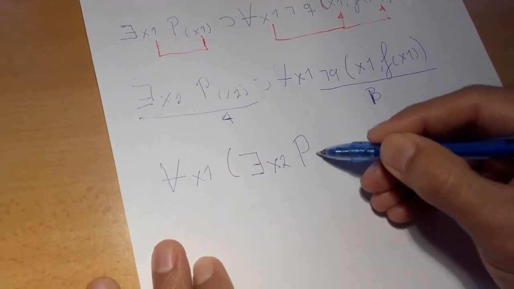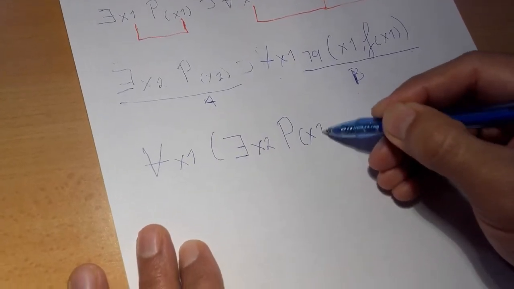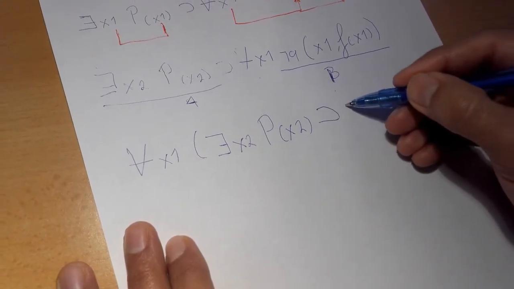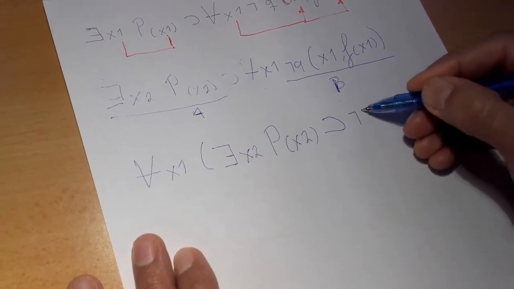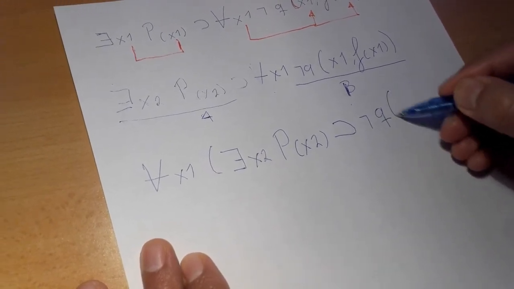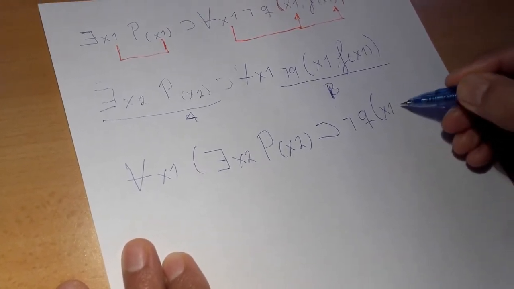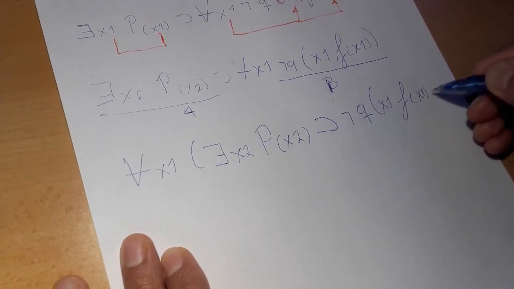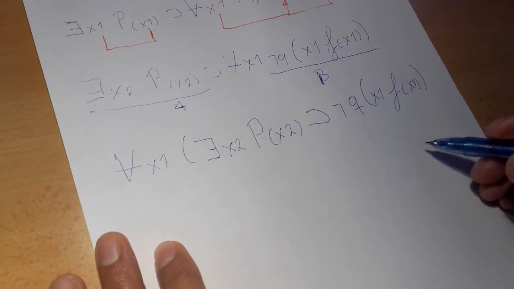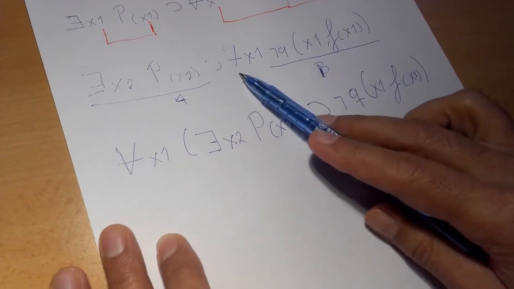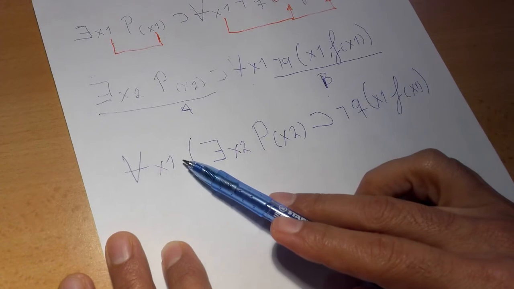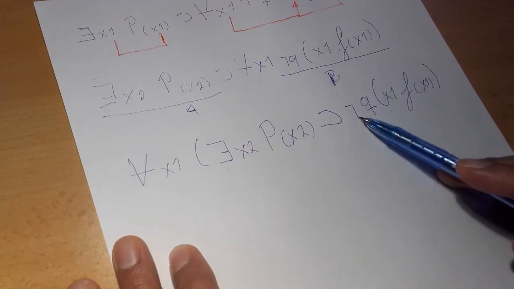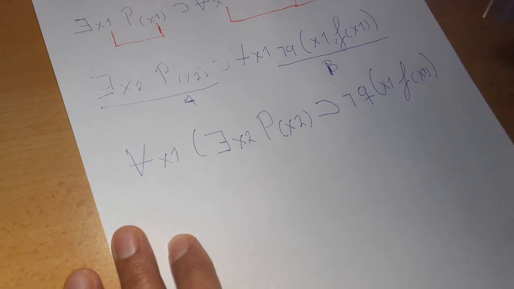x2 p x2, and then implication, and then the rest of the B, negation and q x1 f x1. I'll tell you right away what is going on here. I pull out this quantifier and I put it outside. Then I took the A here and then the B here.